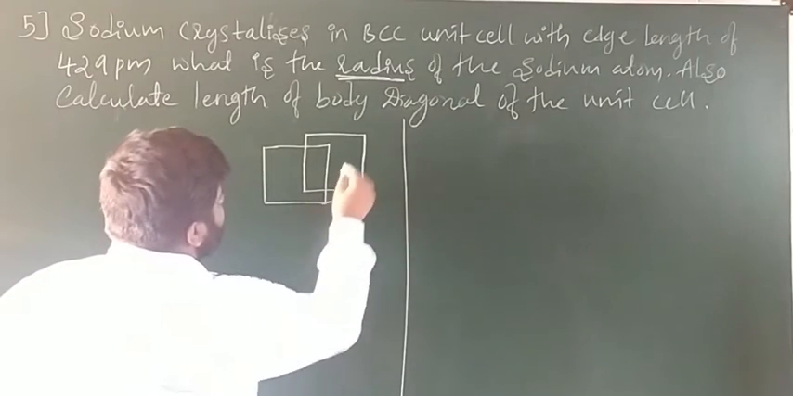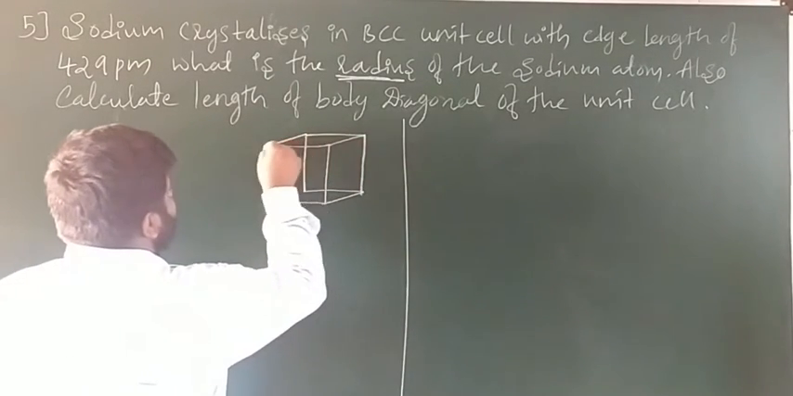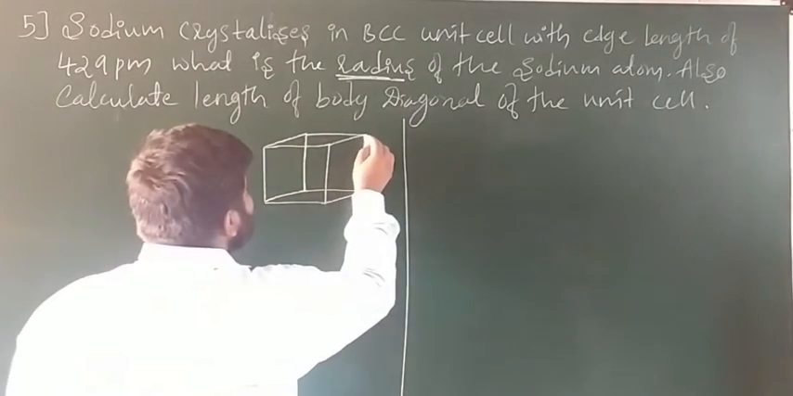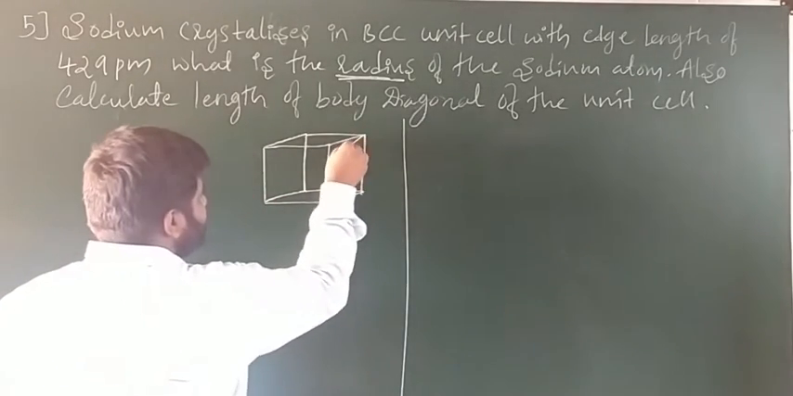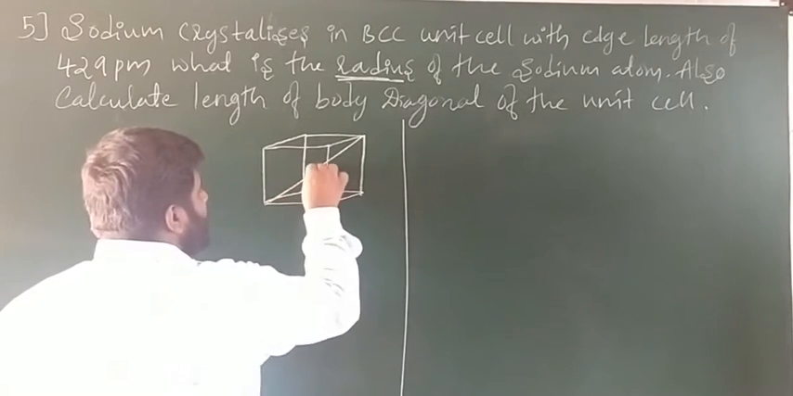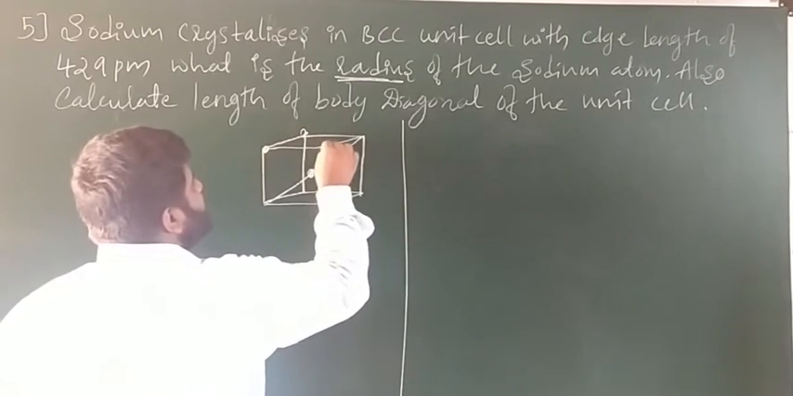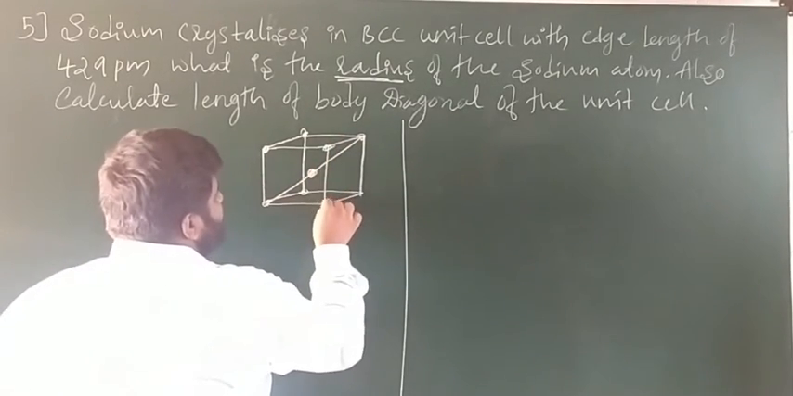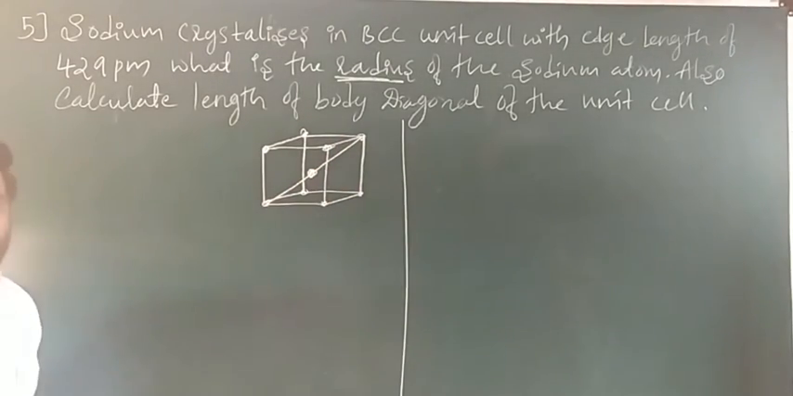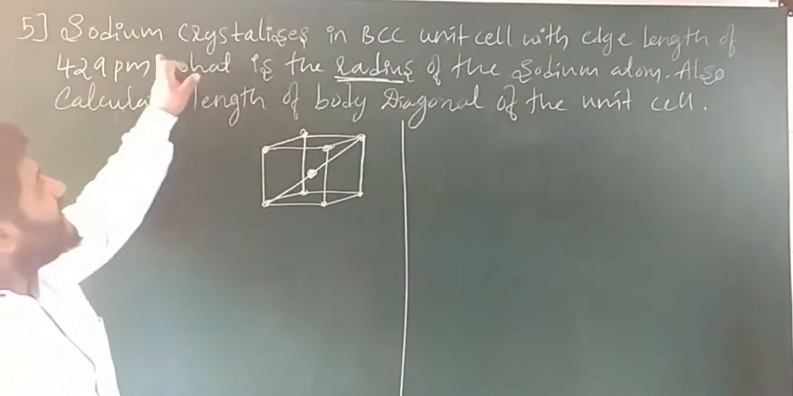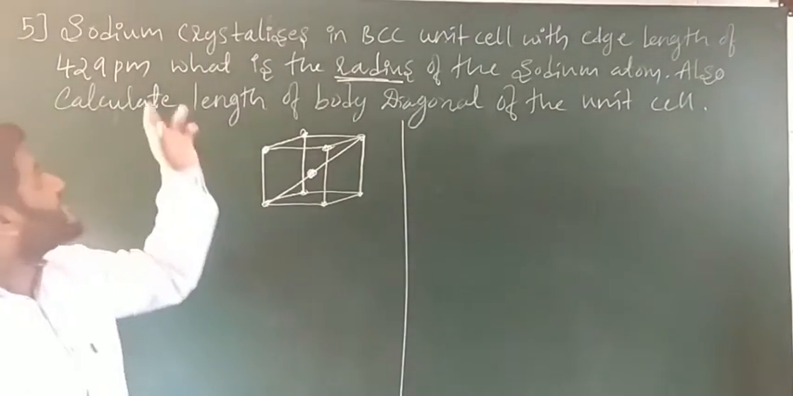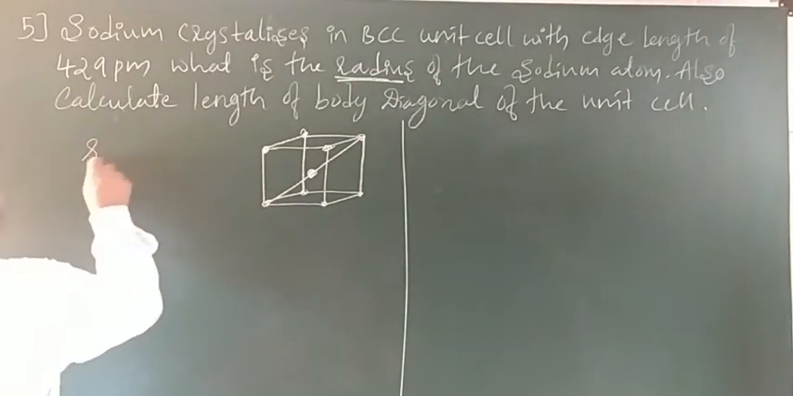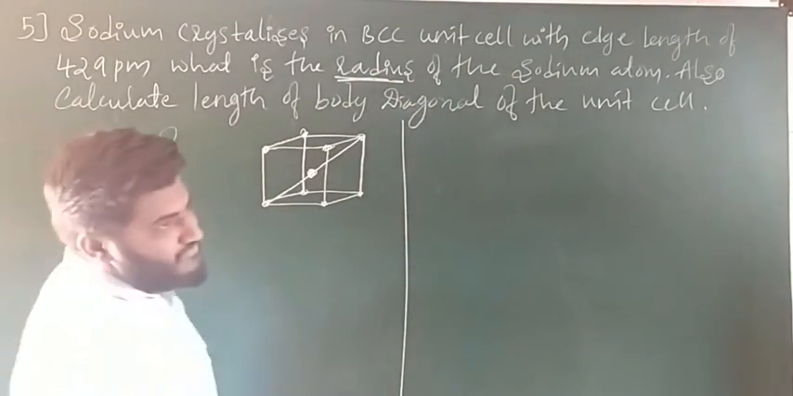See, this is the unit cell. BCC means inside that you get one atom along with the 8 corner atoms, so one atom is present in the middle like this. This is what is called the body center. What they have asked is that sodium crystallizes in BCC. What is the radius of the sodium? That means R is equal to question mark.